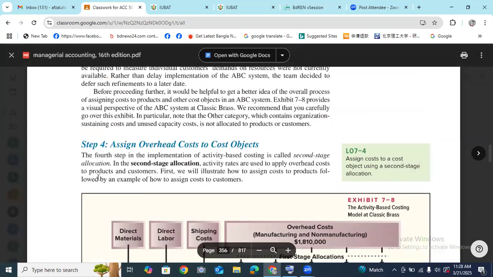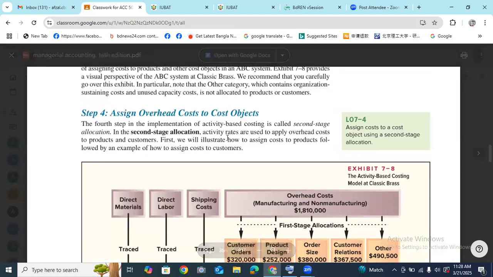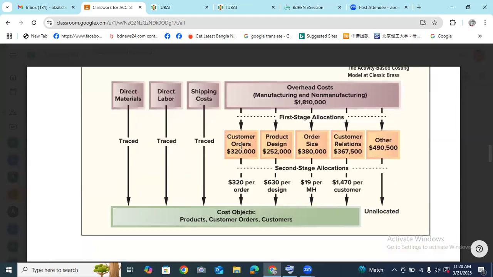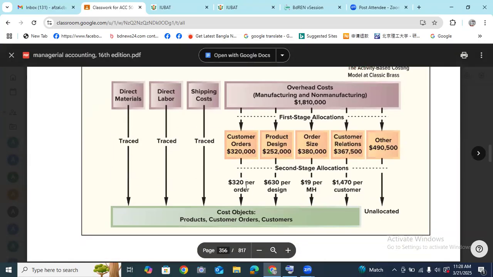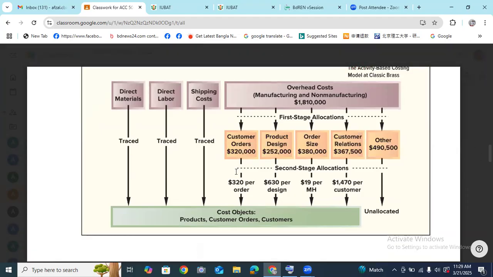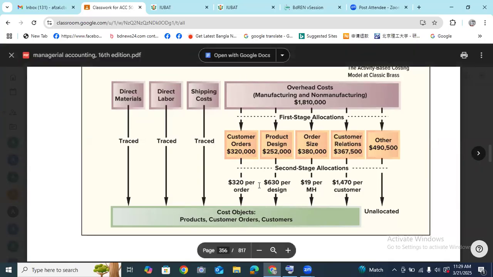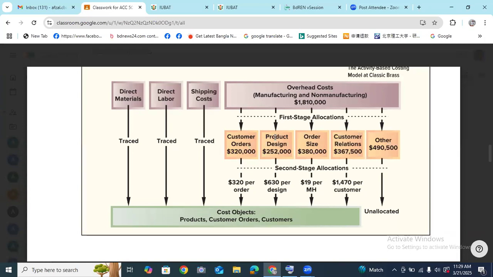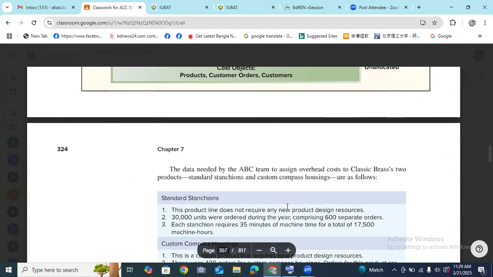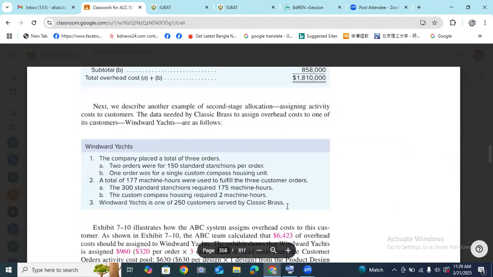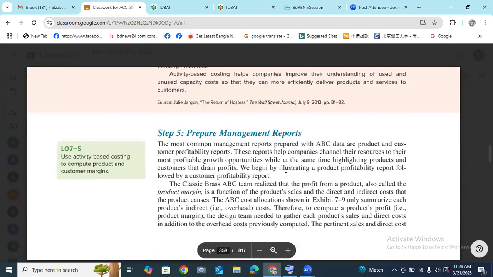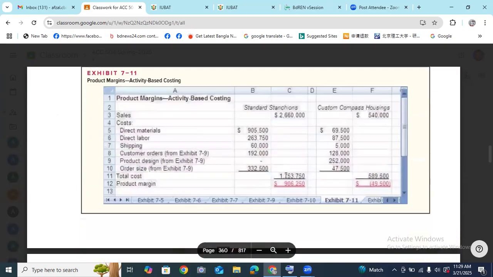Okay. Now, step 4, assign overhead cost to the cost object. So you have to assign this customer order cost to the particular cost object. That means 3,20,000 taka total customer order cost, and 320 per order. In this way, you have to allocate your total manufacturing cost for customer orders, product design, order size, customer relations. At last, you have to prepare management reports. We'll do some problems.